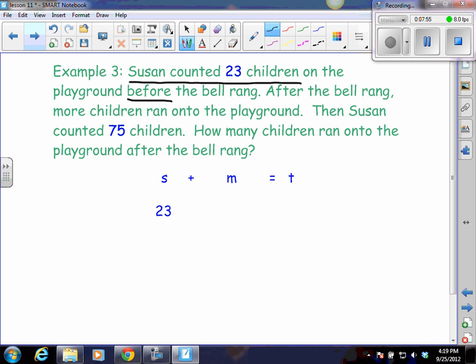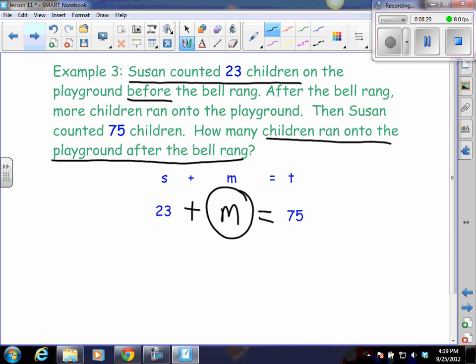Next, it says after the bell rang, more children ran onto the playground. But of course, we're not given a number for that more. And so we can put the plus M there, which means that our 75 is going to be our total as she recounts the children and finds out that there's 75. Our question also clearly states how many children ran onto the playground after the bell rang, which is this idea of more right here.